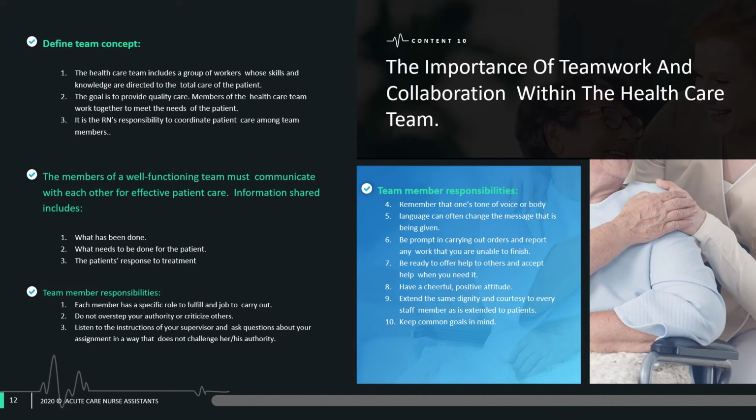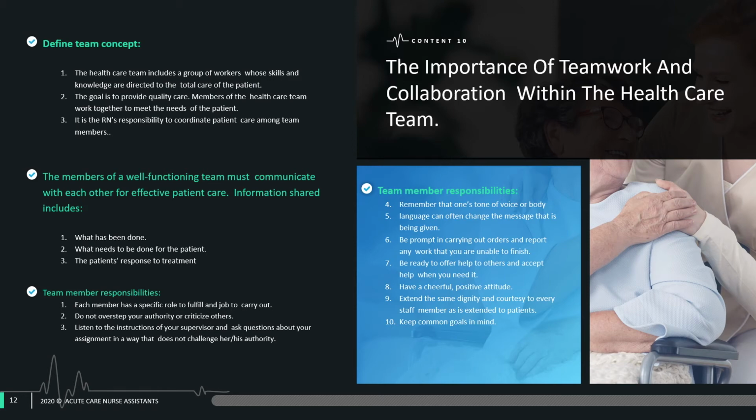Information shared includes what has been done, what needs to be done for the patient, and the patient's response to the treatment. Team member responsibilities. Each member has a specific role to fulfill and a job to carry out. Do not overstep your authority or criticize others. Listen to the instructions of your supervisor and ask questions about your assignment in a way that does not challenge his or her authority. Remember that one's tone of voice or body language can often change the message that is being given. Be prompt in carrying out orders and report any work that you're unable to finish.